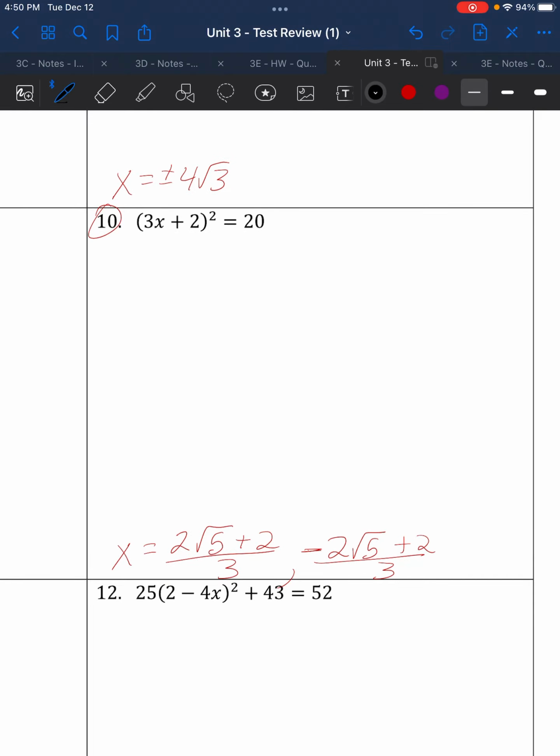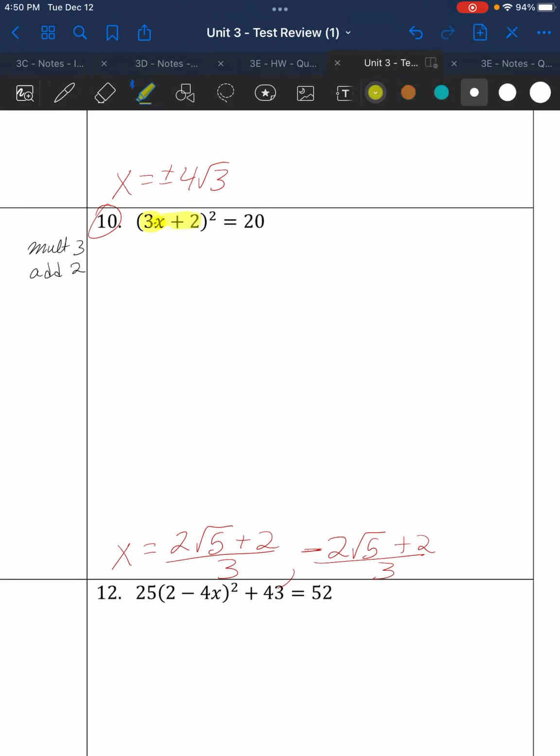Number 10, let's work that out. That one's a little bit different. Looks easier. It's not. But I think we got this. So first step, again, there's only the x's here. The parentheses, so from the x, you have multiply by 3. Then after you multiply by 3, order of operations would be to add 2.